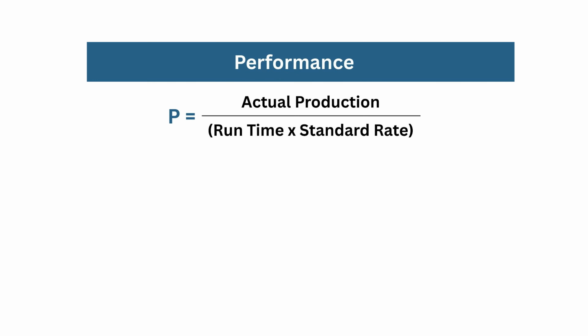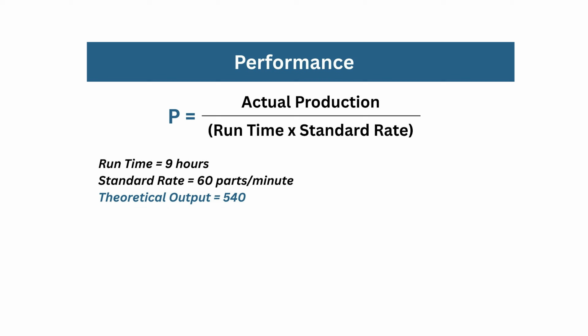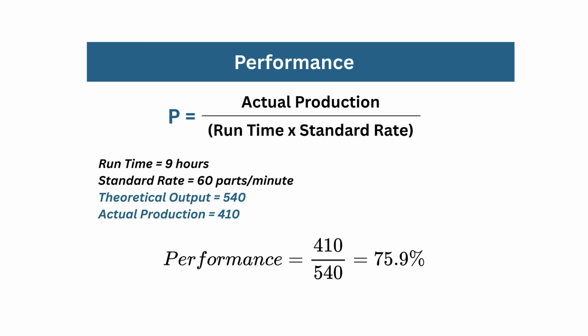It's your actual produced amount divided by runtime times the standard rate. Or more simply, actual output divided by the theoretical output. Let's go back to our example and use the 9 hours of runtime from earlier. If your machine standard rate is 60 parts per hour, then 9 times 60 is 540 parts. That's your theoretical output. Now, a lot of companies don't use an accurate standard rate, which I'll get to later on. So if you produced only 410 parts for the day, divide 410 by 540, and your performance score is 75.9%. Keep in mind that this is the total parts, not just the good ones.